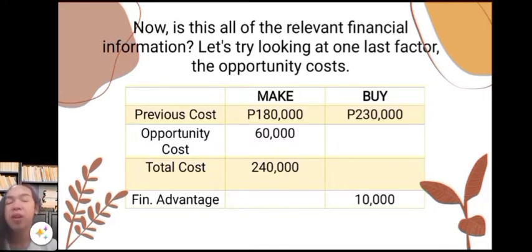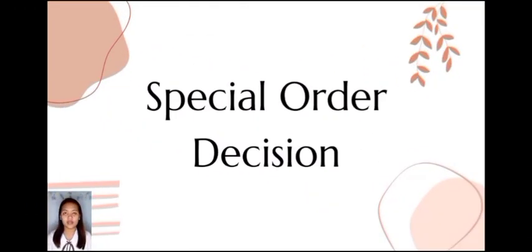But for now, since we will have a financial advantage if we buy from an outside supplier, that is the decision we will choose, because buying from an outside supplier would give us a financial advantage of 10,000 pesos when compared to making our own, which is 240,000 pesos.